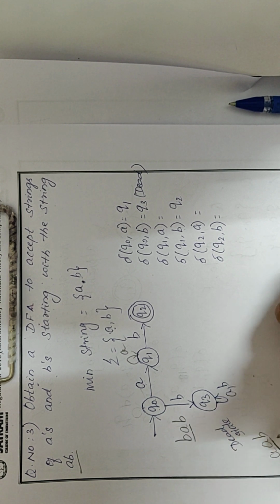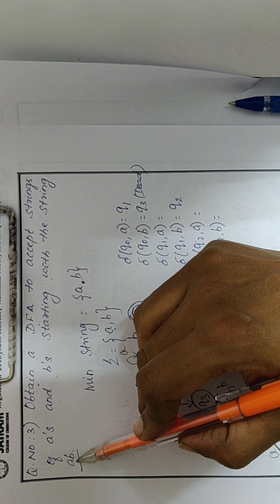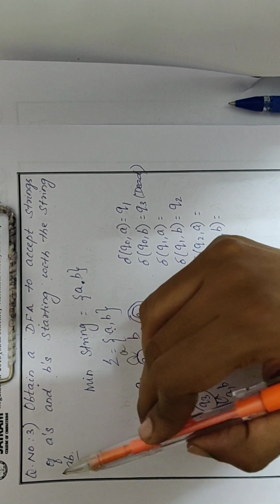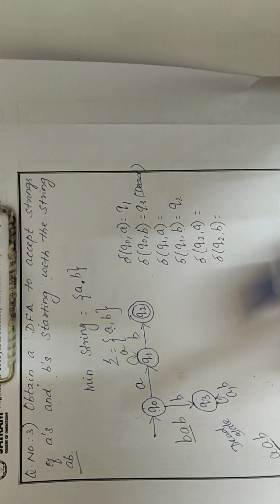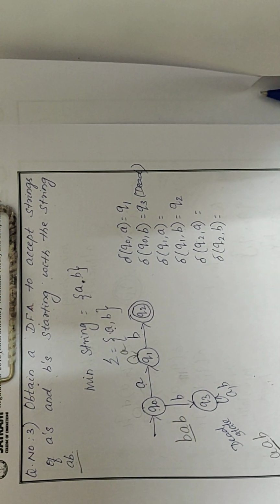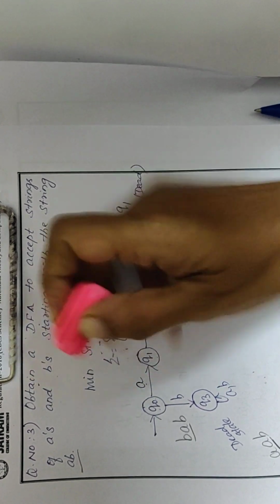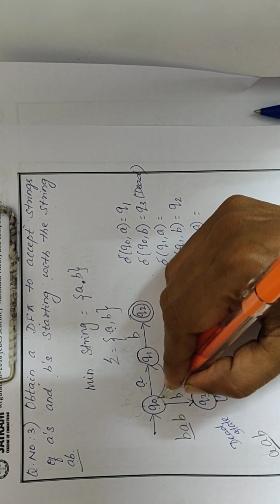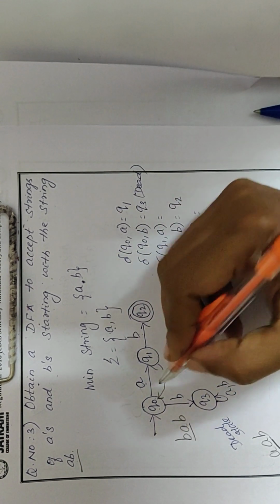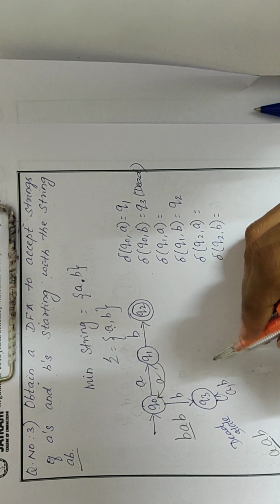Check the string. It is starting with A. But what is the condition? It should start with A, B. Again, this is not possible. It should start with A, B. So here this marking is wrong. I'll erase it. I'll move to previous state. I'll write A. Now check this marking.